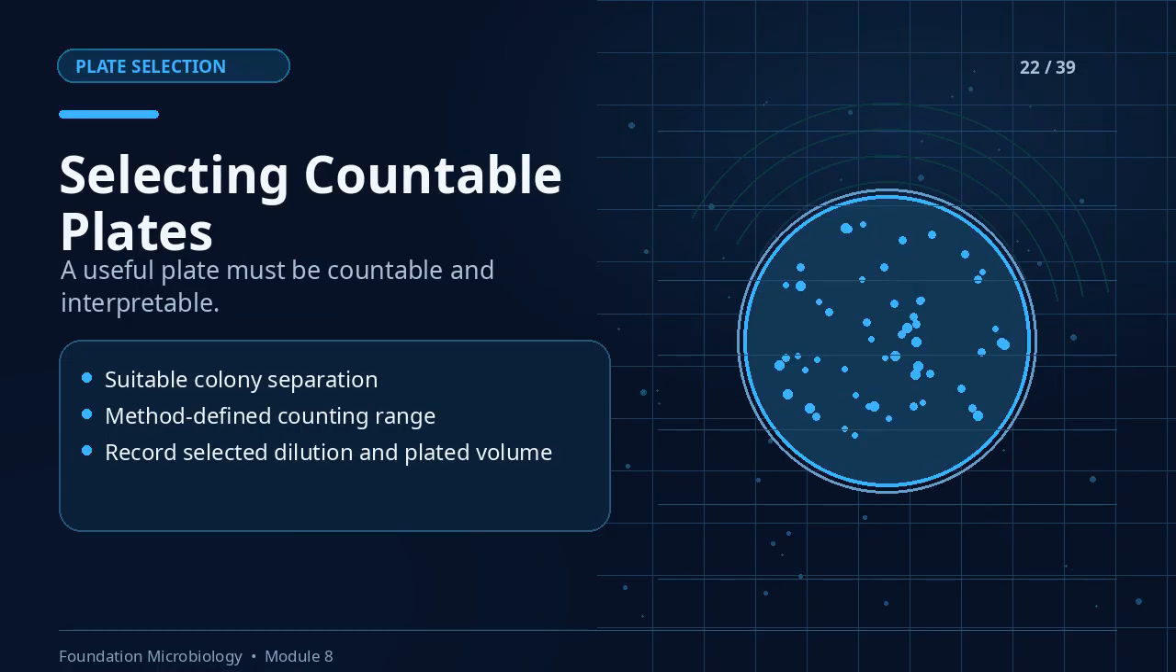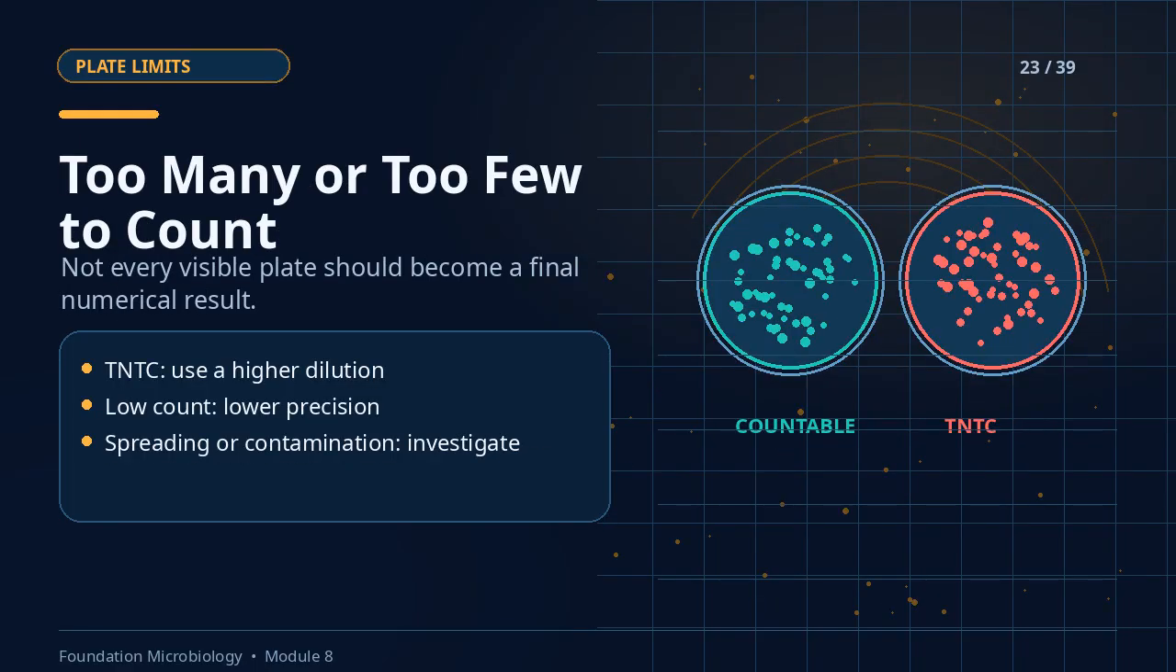A meaningful count requires a plate with sufficient colony separation and a colony number within the method-defined counting range. Plates that are crowded, overgrown, heavily spread, or difficult to interpret should not be used without following the applicable procedure. Not every plate is suitable for final numerical estimation. Plates that are too numerous to count, too low for strong precision, affected by spreading growth, or contaminated may require a different dilution, repeat testing, or a qualified report according to the method.